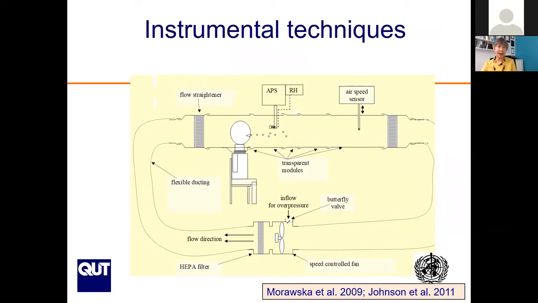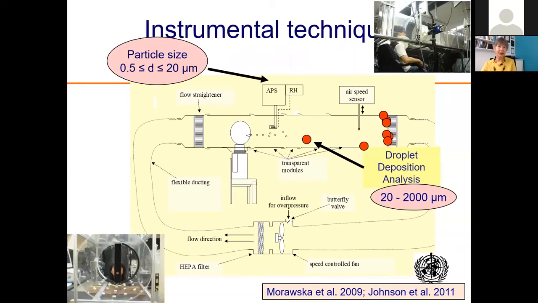I'll give an example of this and a second way it can be done. This is how it was done in our study, where a person was sitting in a flow tunnel and particles of various sizes were measured by a range of different instruments to then characterize the whole size distribution.